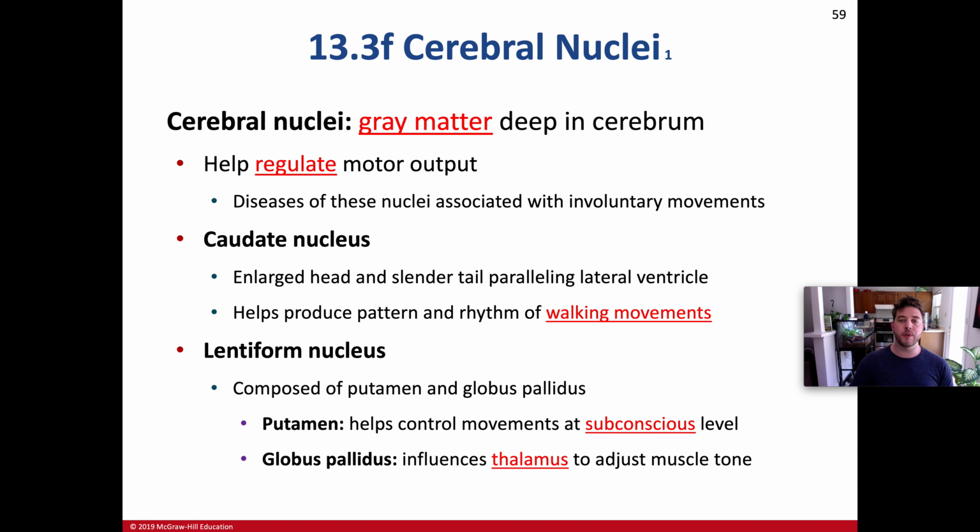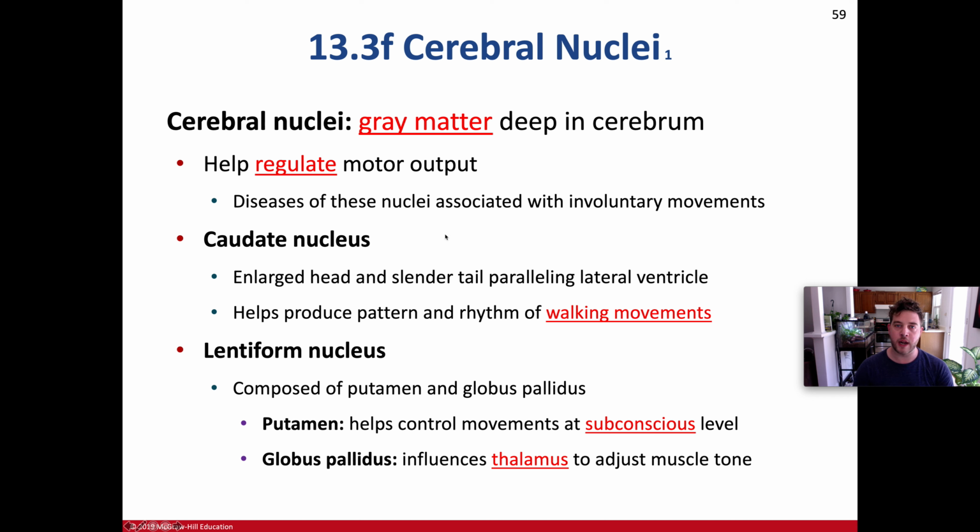Okay, so looking at the cerebral nuclei. So we did the cerebral cortex, which was the superficial gray matter that held all the functional areas. Now we're going to look at the deep gray matter. So the cerebral nuclei are the gray matter deep in the cerebrum. The only difference, and I don't want to confuse you, between cortex and nuclei is just the space. It has nothing else to do with function or anything. It's just the space between them, or where they're located. Cortex are superficial, nuclei are deep.